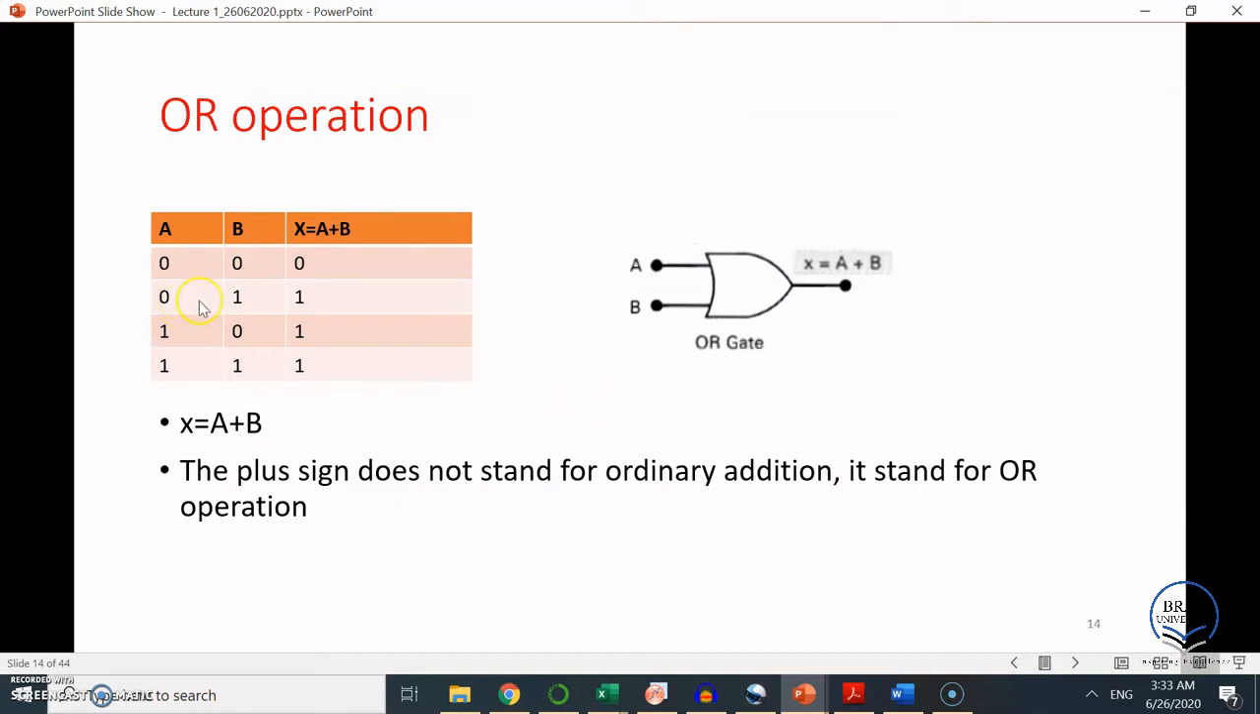So just here, if both of the inputs are the same, then it's 0, or it could be 1 as well. The main thing is, if either of the inputs is 1 or both of the inputs are 1, then the output is 1, otherwise 0.